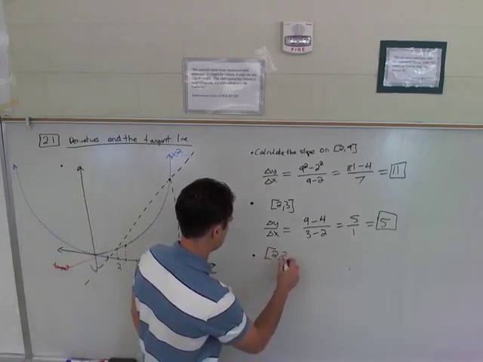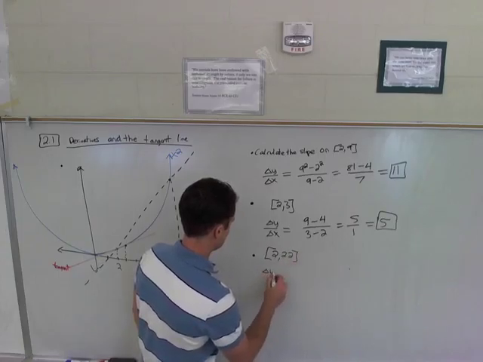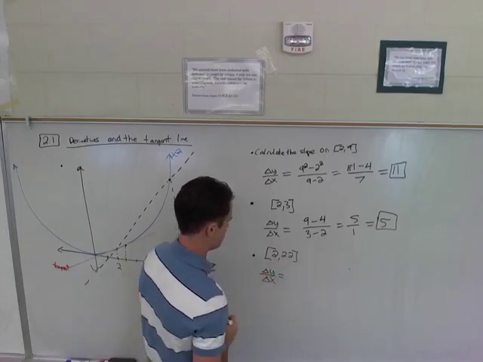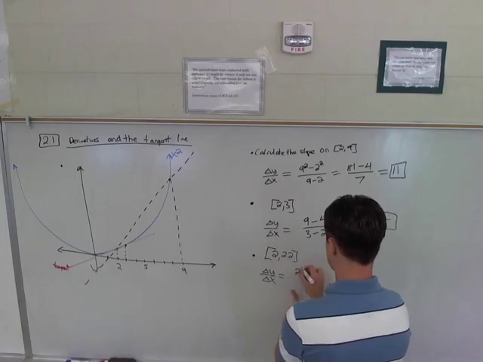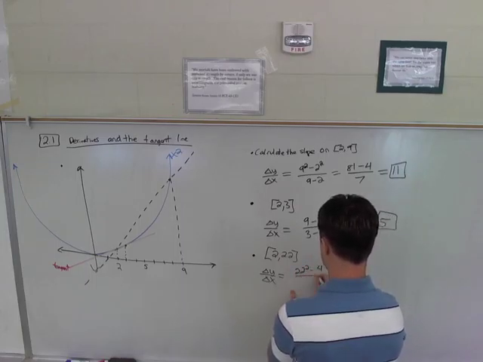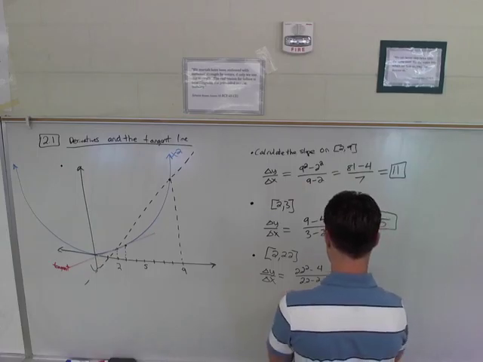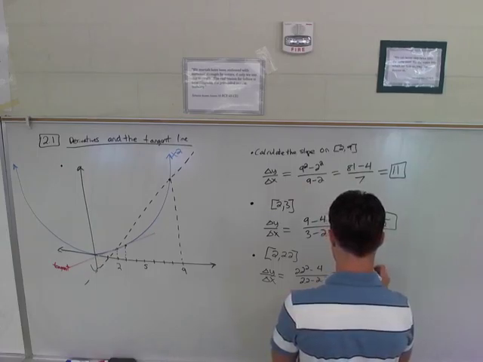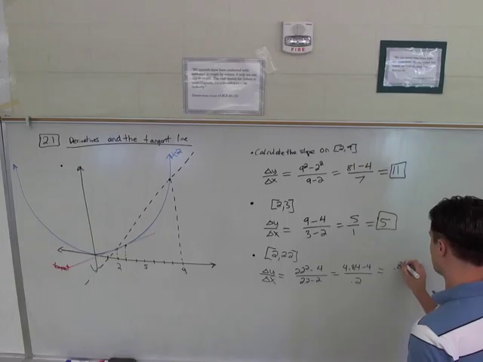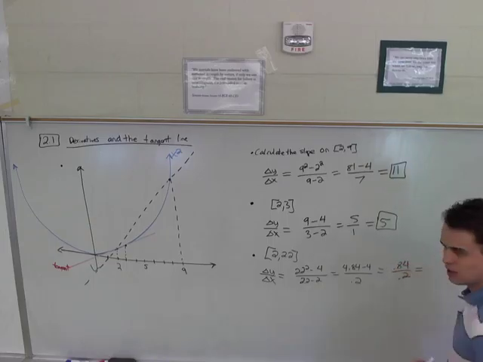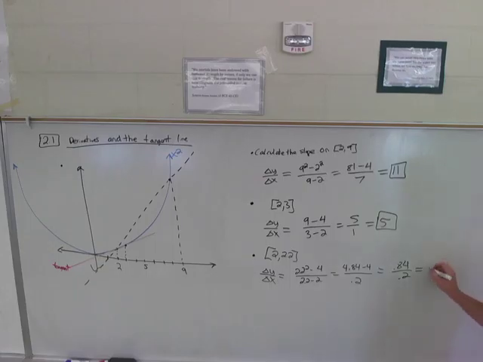Let's do 2.2. So change in y, change in x. So we're going to have this time 2.2 squared. I don't know what that is. 4.84. So we've got 0.84 over 0.2. What is that? 4.2. Is that good enough?